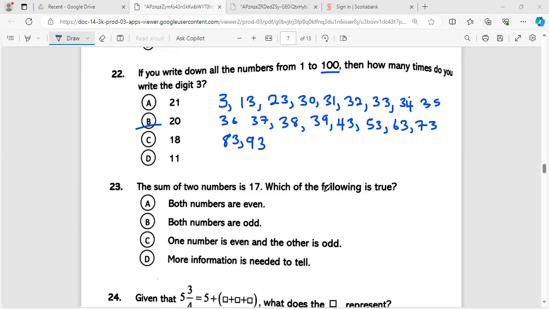A. Both numbers are even. B. Both numbers are odd. C. One number is even and the other is odd. D. More information is needed to tell. What's the answer? C, sir. C. One is even, sir. Yeah. C. One is even and one is odd.